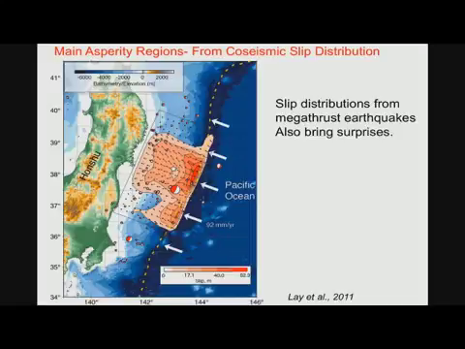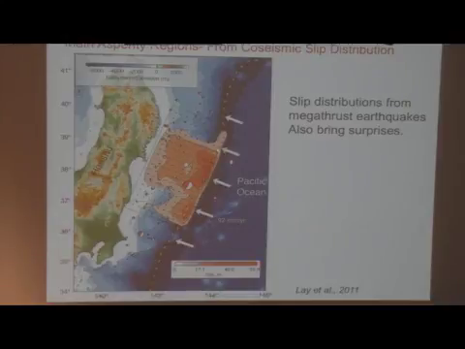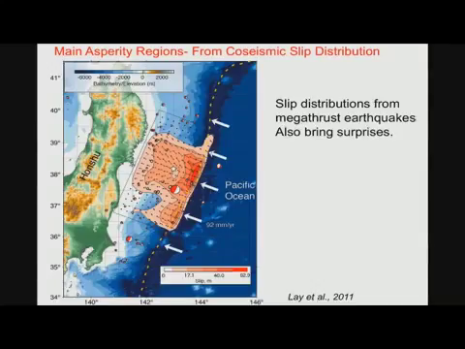Okay, so what about some surprises? Certainly the 2011 Tohoku earthquake was quite a surprise. This is the slip distribution for that event. Here's the trench over here, right? And look at this number. I don't know why it's 62.9, but 63 meters of slip. And a lot of that is very, very shallow, close to the trench.